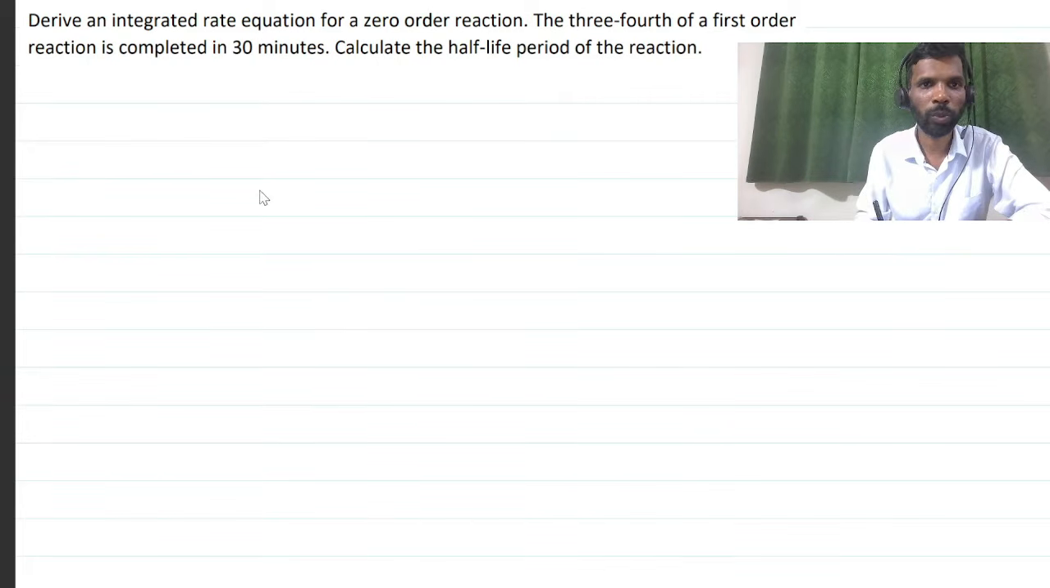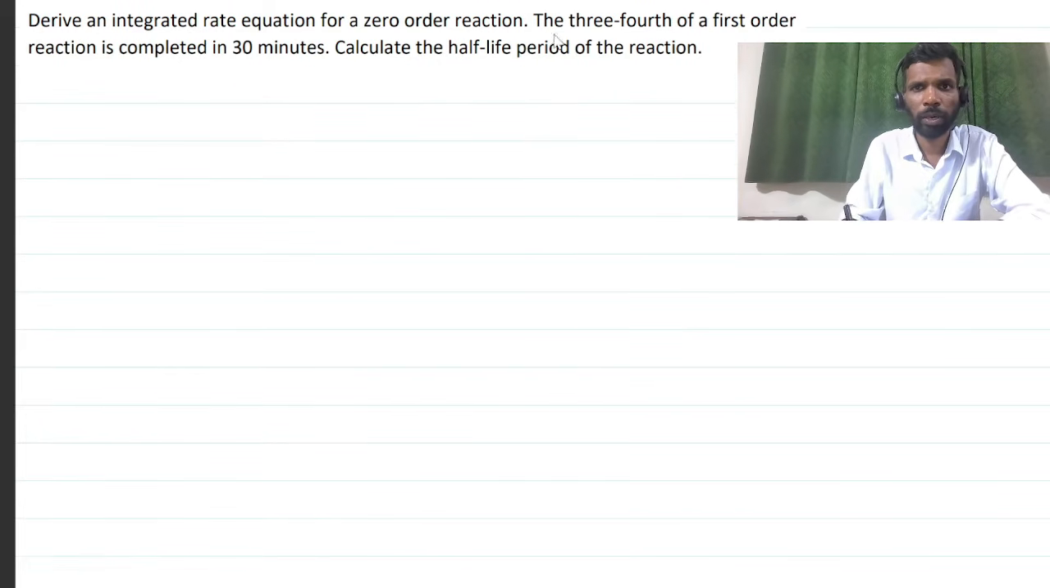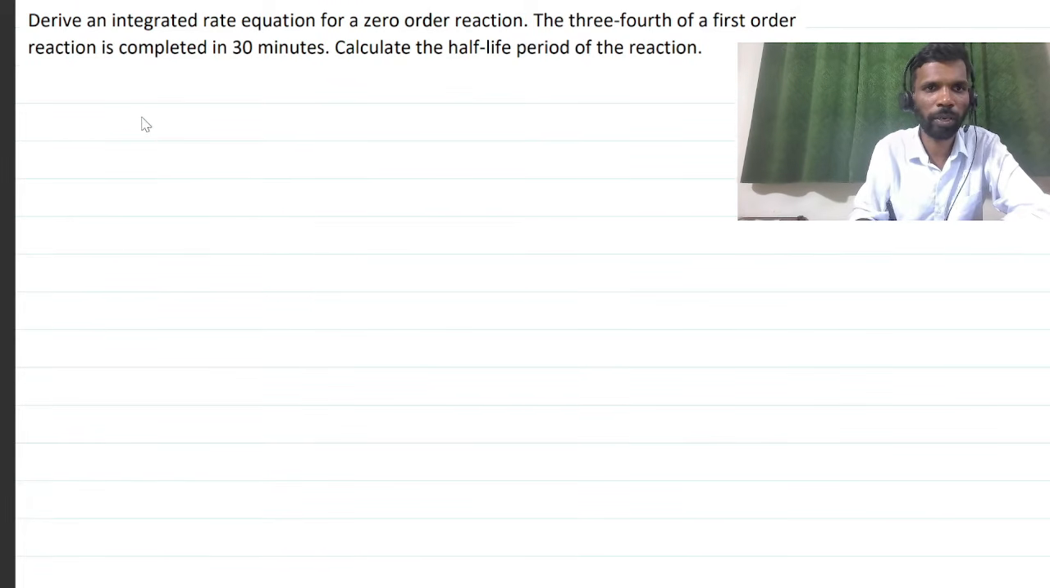The next question here is: derive the integrated rate equation for a zero order reaction. The next one continues: 3/4 of a first order reaction is complete in 30 minutes. Calculate the half-life period. First we'll understand the derivation of this, how to derive it.